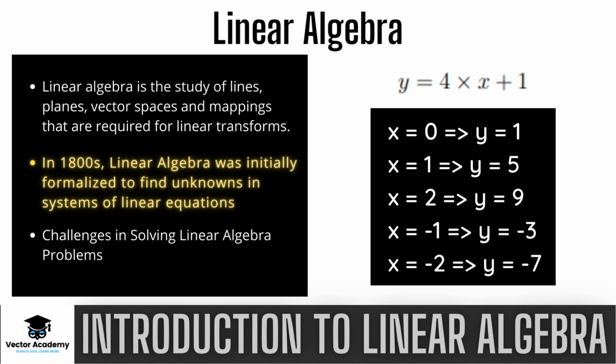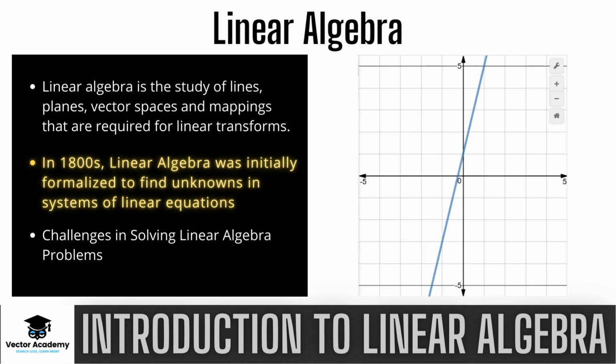For example, when x equals 0, we get y equals 1. When x equals 1, we get y equals 5. When x equals 2, we get y equals 9. When x equals minus 1, we get y equals minus 3. When x equals minus 2, we get y equals minus 7. The graph looks something like this. A straight line.